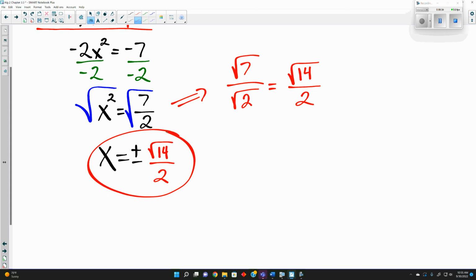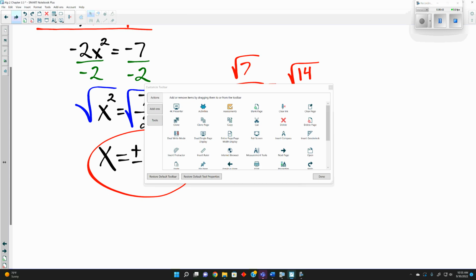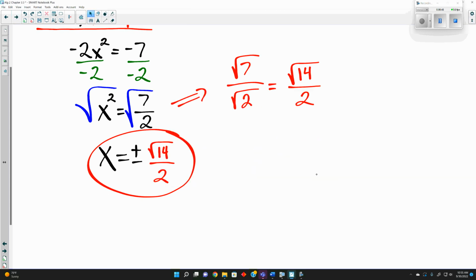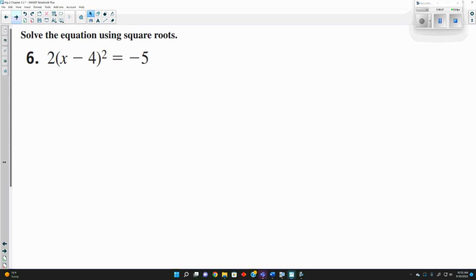Any questions on any of this here so far? Now, the other arrangement that we could have is if we have a set of parentheses being squared. Now, because x is only inside the parentheses, we can still use the square root method. And the first thing we'll need to do is to get these parentheses here by themselves. So we want to get this set of parentheses by itself.